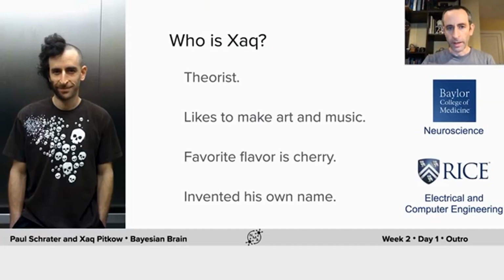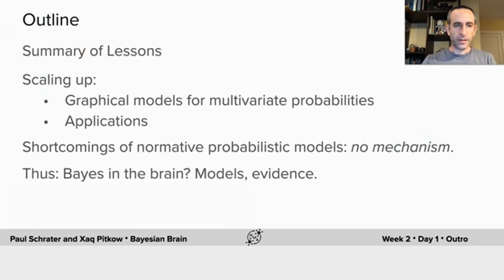So first of all, who am I talking to you? I'm a theorist. I like art and music, especially sculpture. My favorite flavor is cherry, seconded only by mango. And I really don't understand this thing about coffee. Where does the name come from? Well, I invented that myself in high school and just liked it so much I kept it. It's kind of fun. Okay, let's get to it.